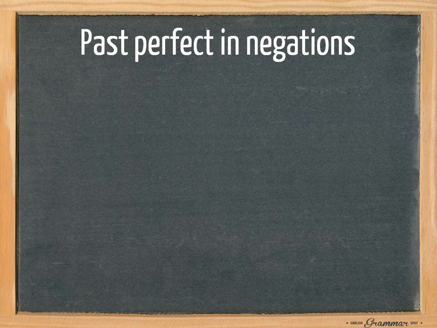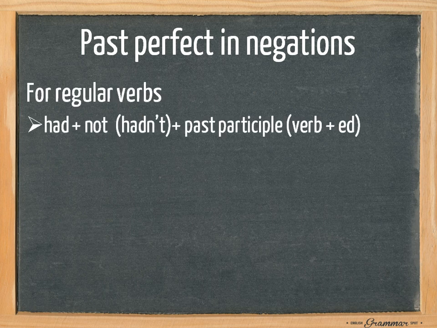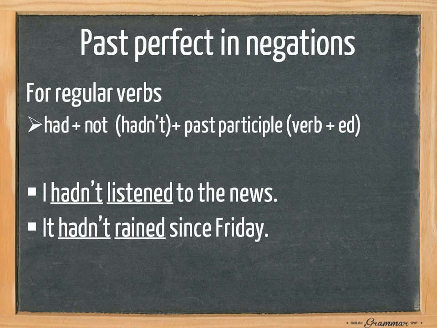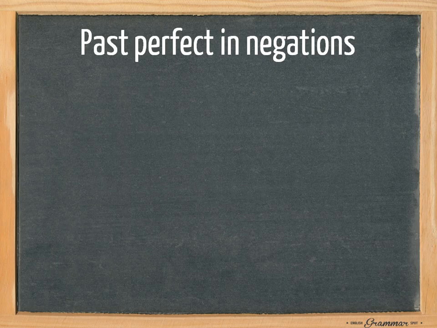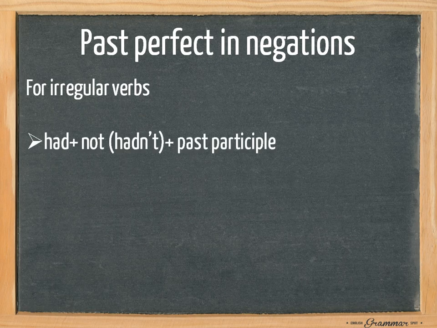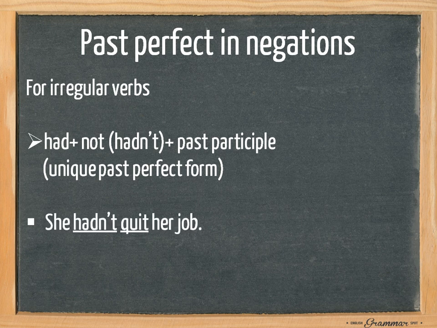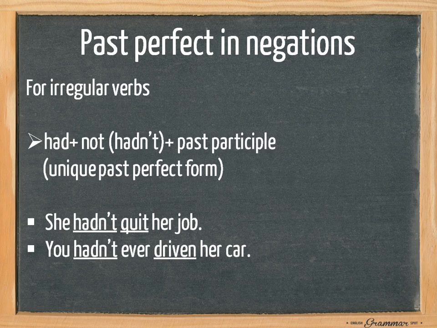Let's have a look at the past perfect in negations. First again for the regular verbs, we use had plus not, contracting it into hadn't, and the past participle, which again is made by adding ed to the base form of the verb. I hadn't listened to the news. It hadn't rained since Friday. They hadn't closed the window. And for the irregular verbs, we use had and not, contracting it into hadn't, and the past participle. But again, here, the past participle has a unique past perfect form. For example, she hadn't quit her job. You hadn't ever driven her car, and they hadn't paid for dinner.